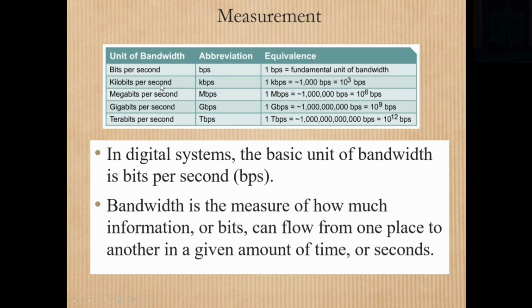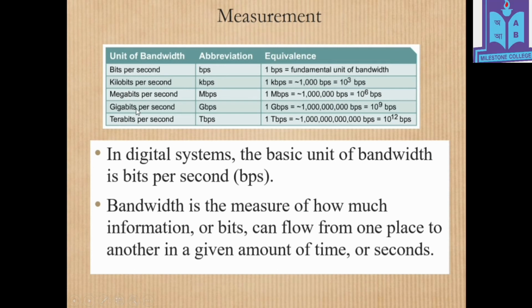In kilobits per second, it can send 1 kilobit of data per second. That means 1000 bps, that means 10 to the power 3 bits per second. 1 kbps is equivalent to 1000 bps. Then megabit per second, that means 1 Mbps equals 10 to the power 6 bps. It's very important information you have to keep in your mind for your MCQ at your exam.